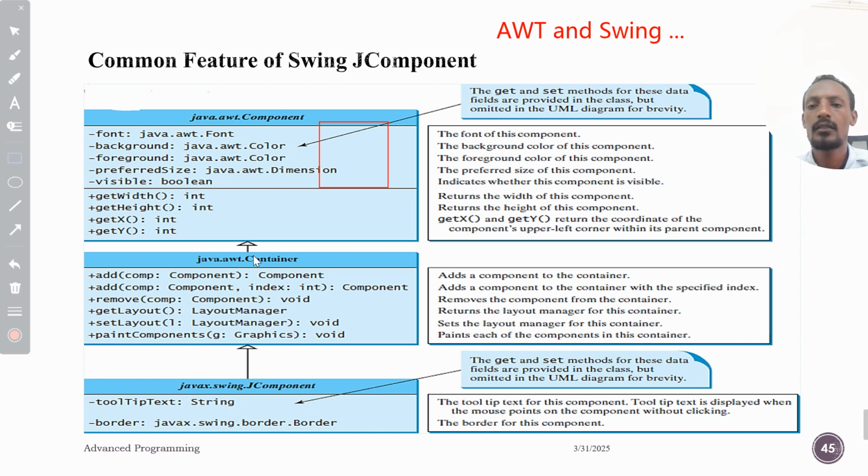The other case, the containers. You can add a component to another component with one parameter, add with two parameters, component and index, remove, getLayout, setLayout. In the JComponent, the only things that are used in Swing are tooltip text and the border. This is all about it for today.